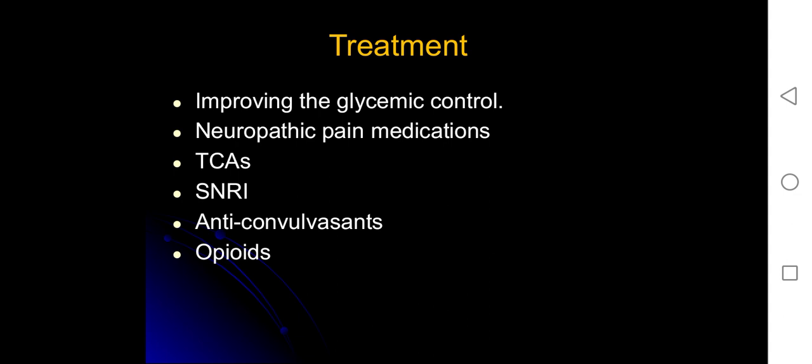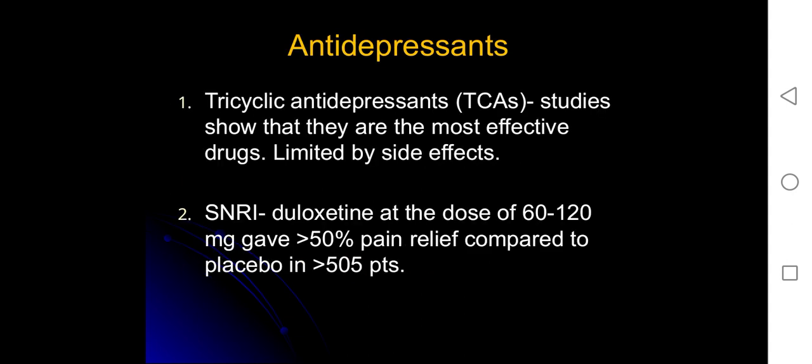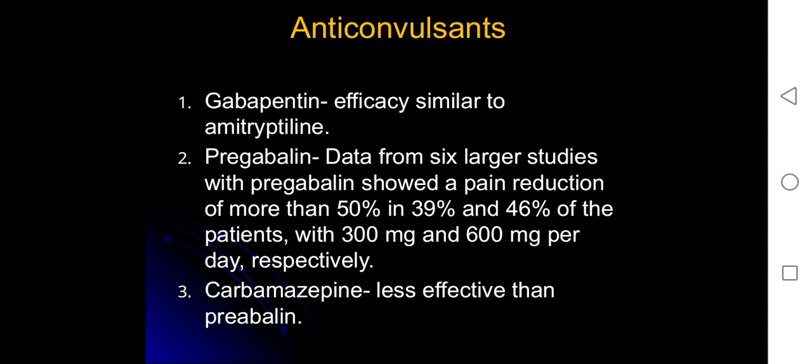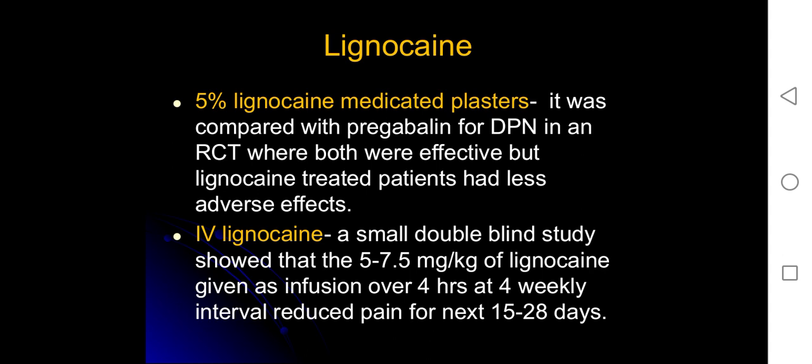And neuropathic pain medications which include tricyclic antidepressants, selective norepinephrine reuptake inhibitors, anticonvulsants and opioids. So antidepressants, most of the studies have shown that they are the most effective drugs, limited by side effects. SNRIs, which include duloxetine in the dose of 60 to 120 mg, give relief in more than 50% of patients. Other drugs like gabapentin, pregabalin, and carbamazepine have been used. Then lignocaine patches in the distribution of peripheral neuropathy.